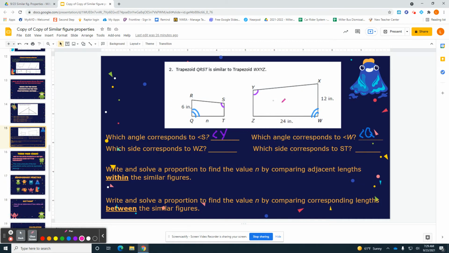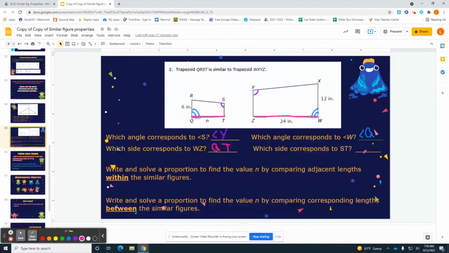All right, so now which side corresponds to side WZ? Let's look. Which side does that correspond to? Is it the slanted side or the straight side of the trapezoid? Okay, it is the straight side, so it's going to be the bottom, so QT. Which one corresponds to WZ? QT.